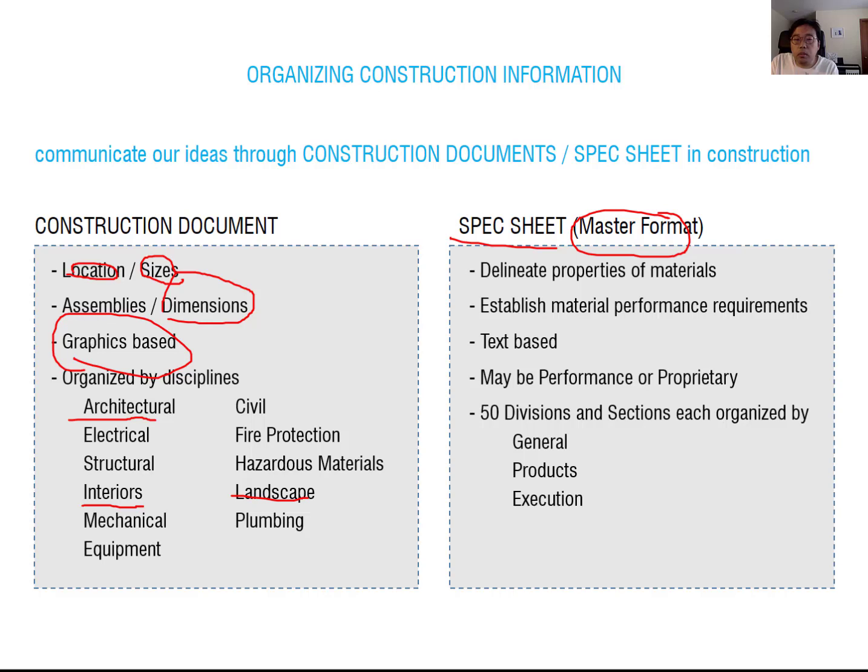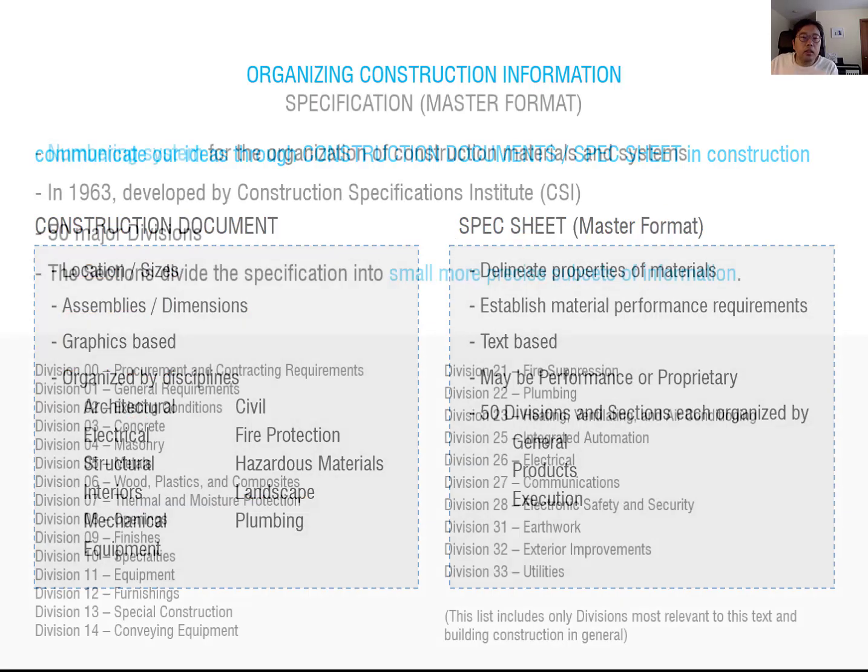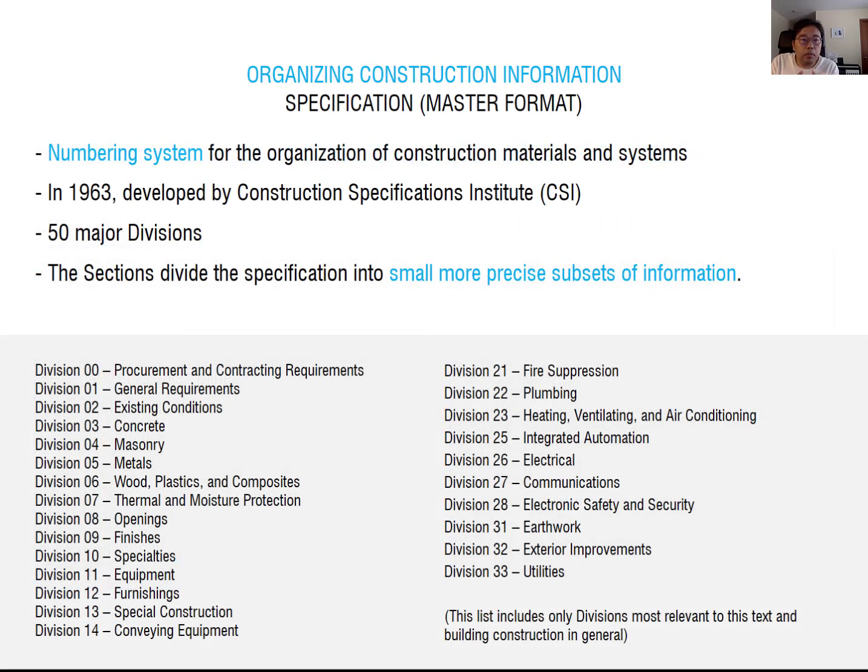Because MasterFormat is a numbering system, it is important. Sometimes the architect's language and the contractor's language are a little bit different, so sometimes it is pretty difficult to communicate. That is why MasterFormat follows numbers. It means everything is codified.